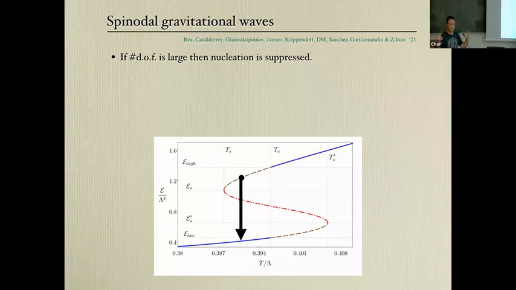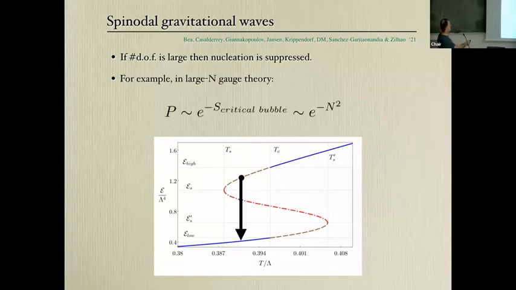If you have many degrees of freedom, that is more and more unlikely, the larger the number of degrees of freedom. In fact, if you look, for example, at a large N gauge theory, then this nucleation probability is suppressed exponentially with N squared, okay? So if you imagine a scenario in which there's some large N sector beyond the standard model at some scale, it's interesting to consider what would happen.